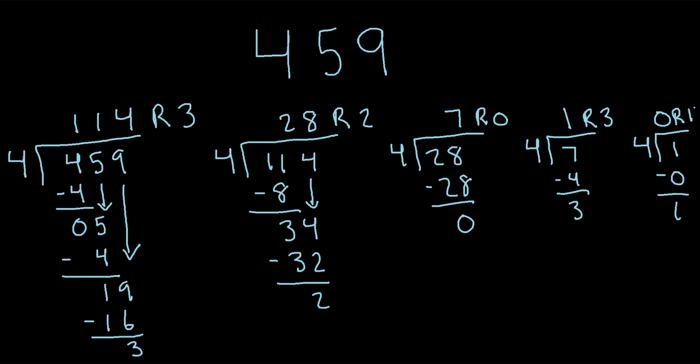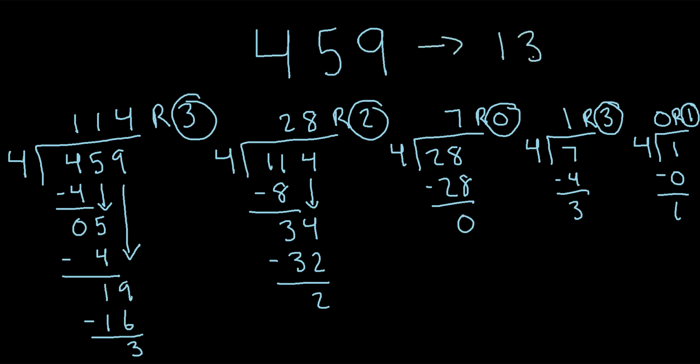So our final answer will just be the remainders written from right to left. So let's circle all of the remainders that we just got. So 459 as a base 10 number can be written as 1, 3, 0, 2, 3 as a base 4 number.